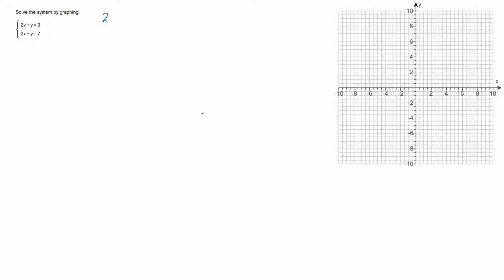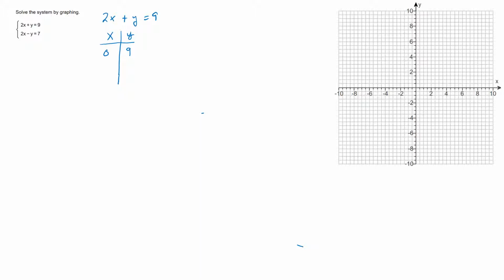The first line is 2x plus y equals 9. I need to obtain two ordered pair solutions. Notice if I were to plug 0 in for x, y would end up equaling 9. So there's one ordered pair solution.